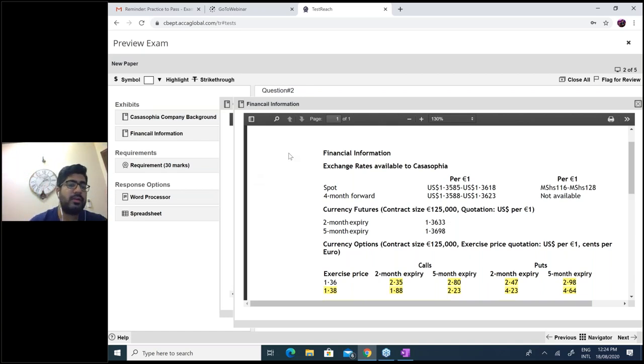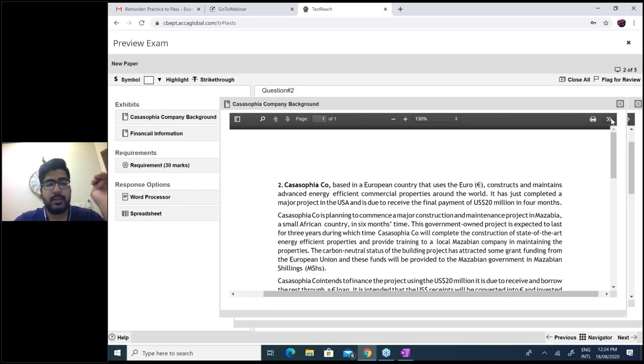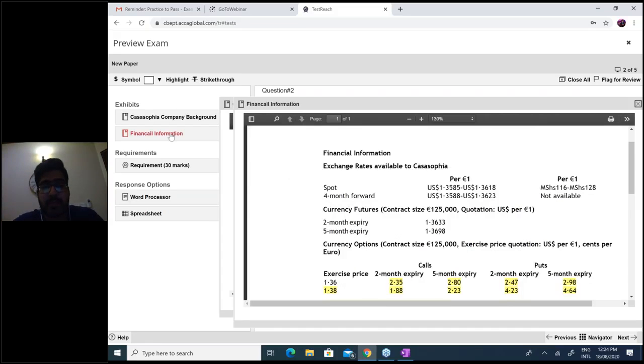Okay, now I'm going back to Exhibit 1. The relevant paragraph of Exhibit 1 is: Casa Sofia, based in a European country that uses the euro, constructs and maintains advanced energy efficient commercial properties around the world. It has just completed a major project in USA and is due to receive a final payment of $20 million in 4 months. The company is expecting to receive $20 million in 4 months. Now, when you go to financial information, the spot is US dollar 1.3585 dash US dollar 1.3618 per euro. The 4-month forward is US dollar 1.3588 dash US dollar 1.3623 per euro.